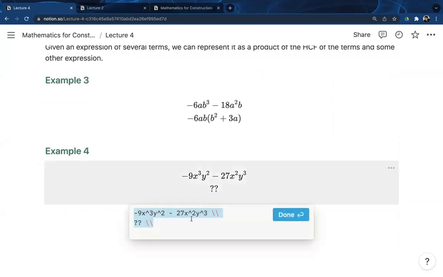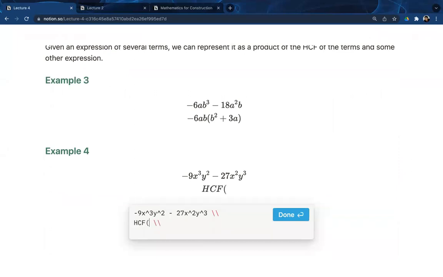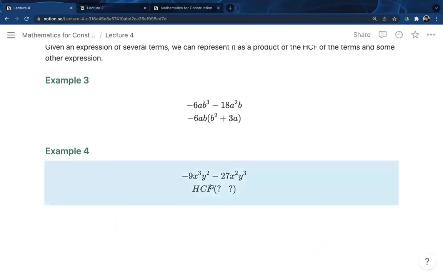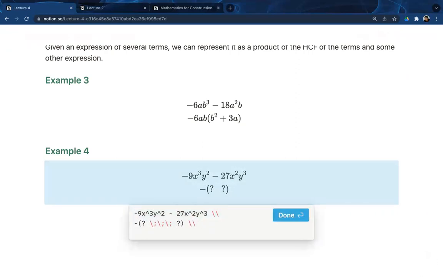Let's go again with this one. Set it up. HCF, open bracket, close bracket, question mark, question mark. Right? This is my answer here. Both terms are negative. So the HCF will be negative. Again, HCF of 9 and 27 is 9. 9 3s are 27. X is common and Y is common. So I'll have an X and a Y.